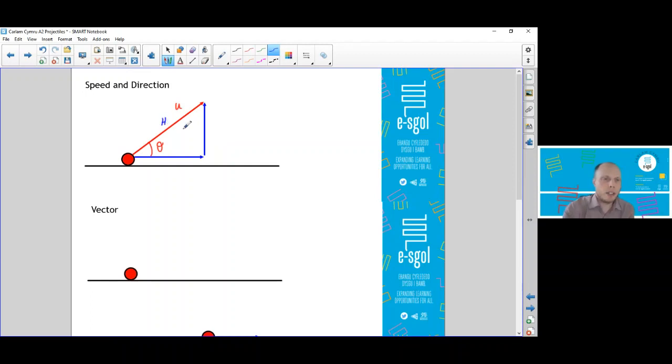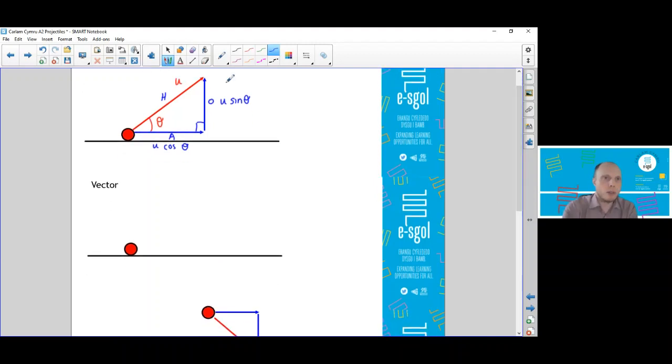So if this is our hypotenuse, this is our opposite, this is our adjacent, there's our right angle. The vertical component would be u sine theta, and the horizontal component would be u cos theta. And that's important because when we work with projectiles, we are always working separately between the vertical and the horizontal. Okay, so if you get given a question like that, your first job will always be to find those components using trigonometry, sine and cos.